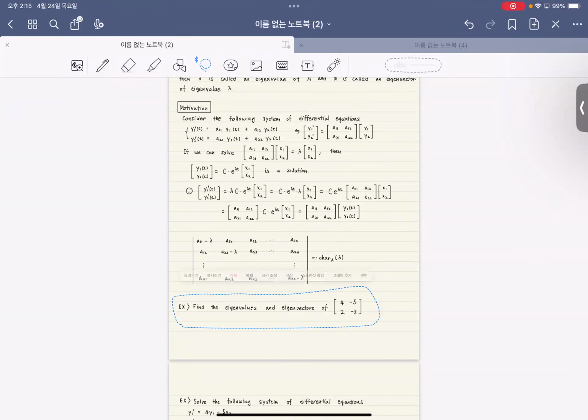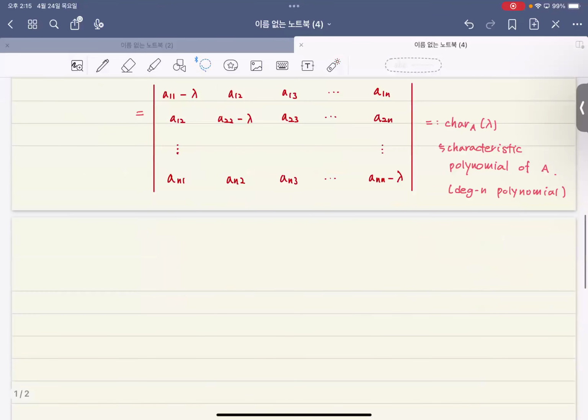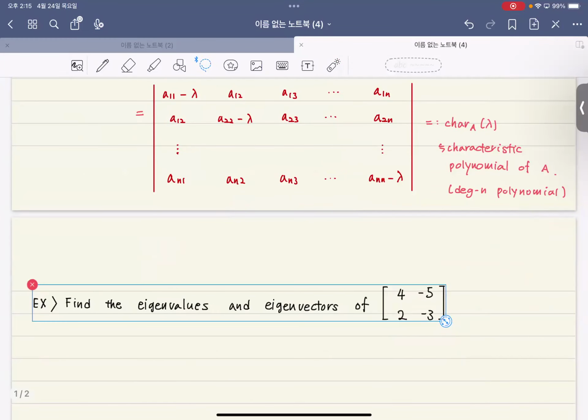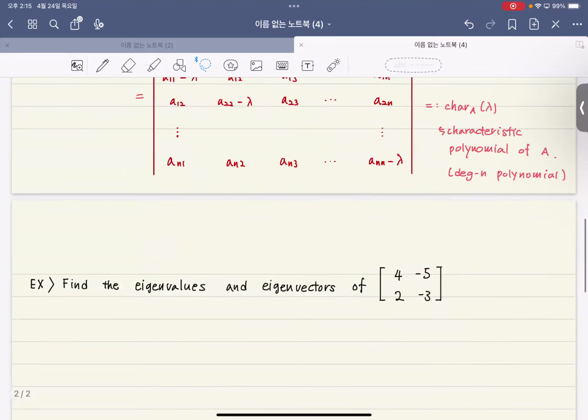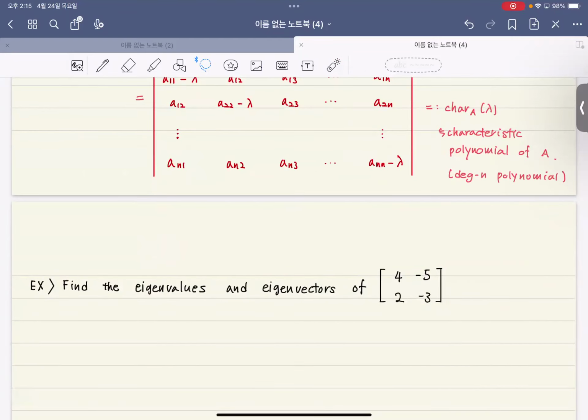There is an exercise here. Let us find the eigenvalues and eigenvectors of this matrix.